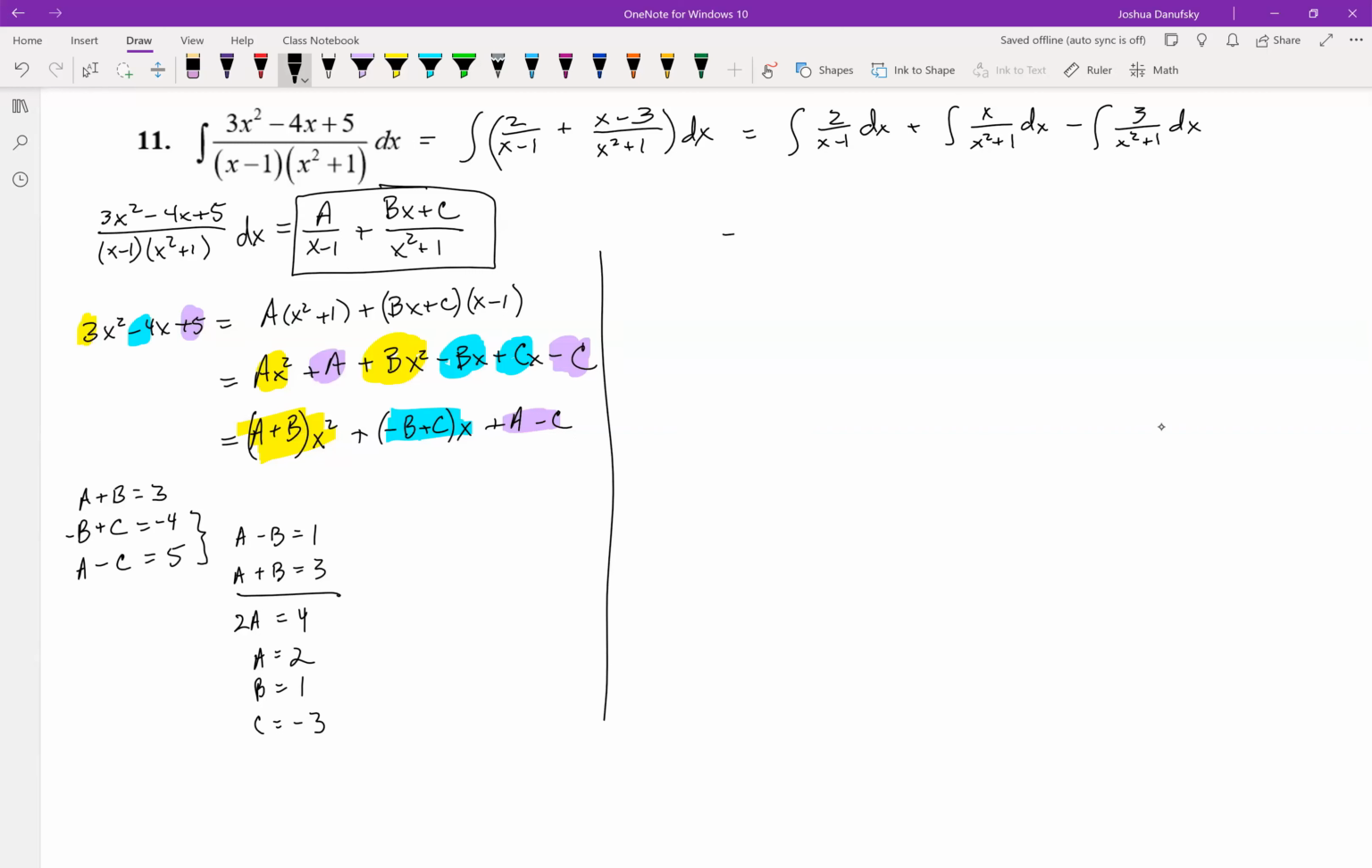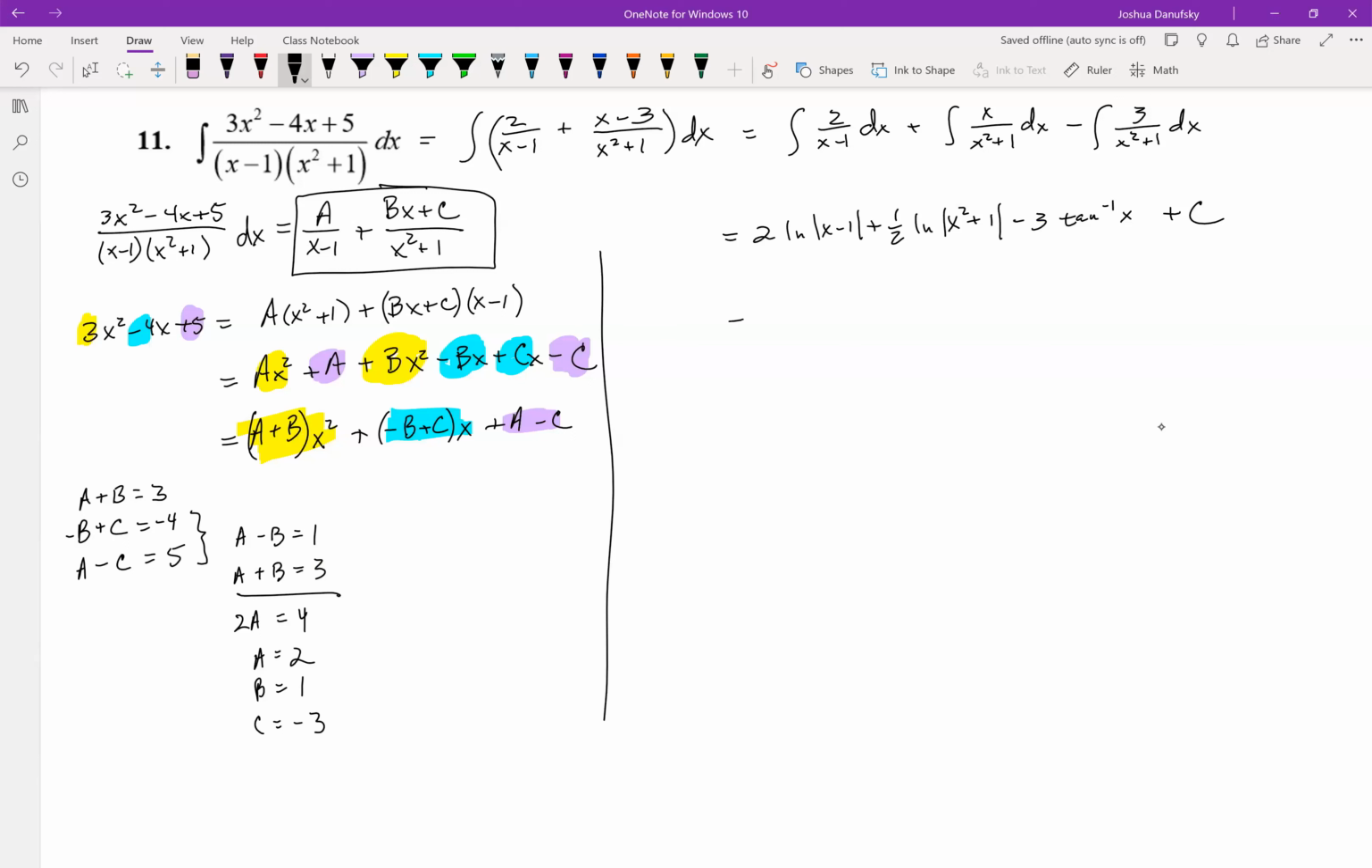With the first integral, we have 2 ln absolute x minus 1. With the second integral, we could do a u sub. I think we'll find we'll get 1/2 ln absolute of x squared plus 1. You can pause the video and check that for yourself. And finally, with the last one, we notice we have 1 over x squared plus 1 after we factor out the 3, and that's a tan inverse of x, like this.